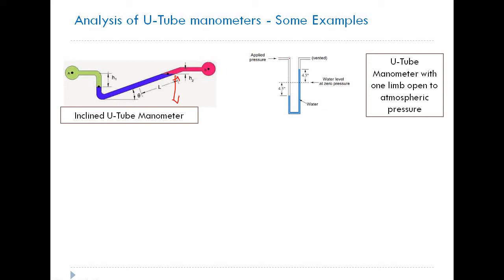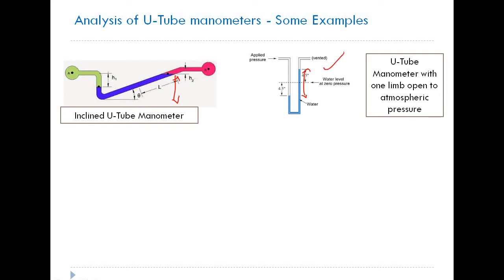Applied pressure is in the left limb and the right limb is vented, that is, open to atmosphere. So you see the difference in level of mercury; here the manometric fluid is water. This is the difference in level of the manometric fluid, also known as manometric deflection, that we measure and we estimate the pressure difference.